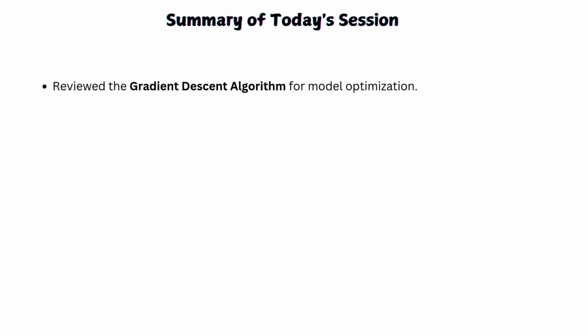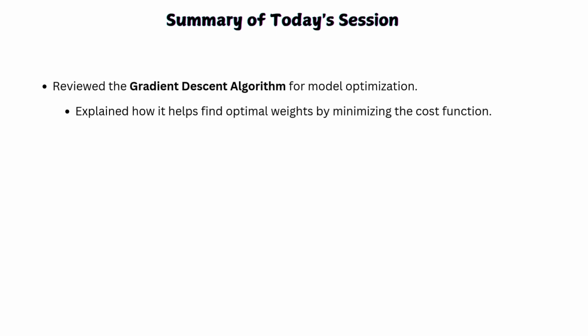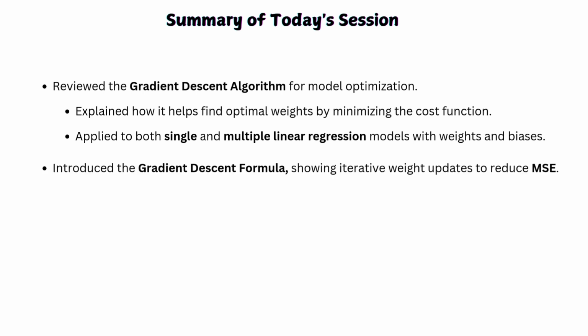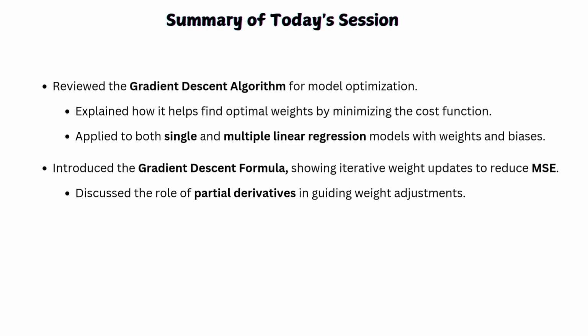In today's session, we delved into the core of gradient descent, an essential optimization algorithm in machine learning. We began by revisiting how it iteratively adjusts weights and biases to minimize the cost function, highlighting its application in both single and multiple linear regression models where several weights and biases are involved. We introduced the gradient descent algorithm formula, demonstrating how partial derivatives are used to calculate gradients, which guide the model in updating its parameters step by step. This process is crucial for finding the optimal weight values that reduce the cost function and improve the model's accuracy.